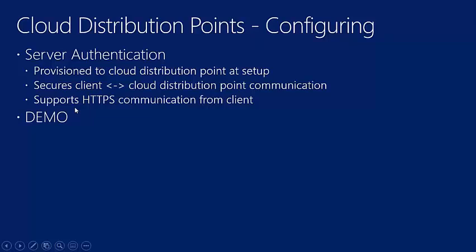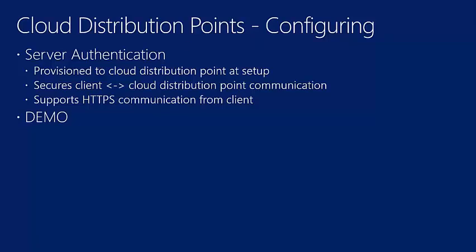Getting into configuring, right? There's a couple of things that we need to do before we actually get into the console and start to configure. We need to get the server authentication cert. So this is the cert that is provisioned to the cloud distribution point at setup. This cert is going to secure the client to cloud distribution point communication and is also going to support HTTPS communication from the client. So let's actually go look and see how we build that out.